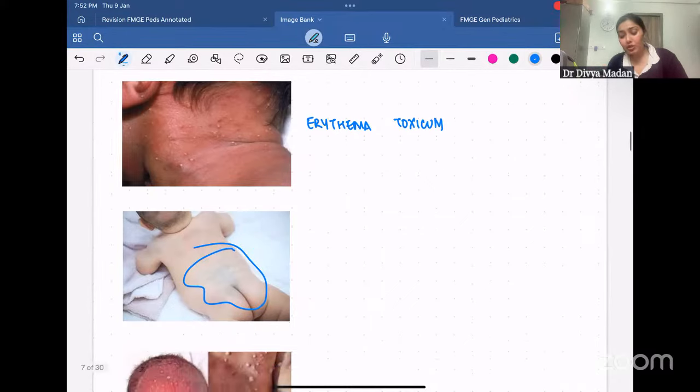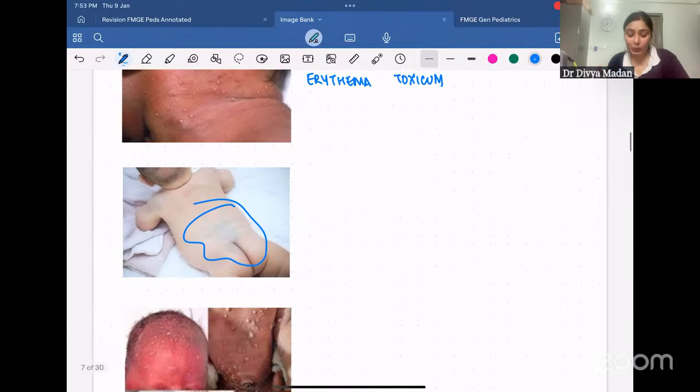This is the first image, erythema toxicum. So what do we see here in erythema toxicum? There were small whitish spots on an erythematous base. If you take a biopsy of these lesions, they are filled with eosinophils.